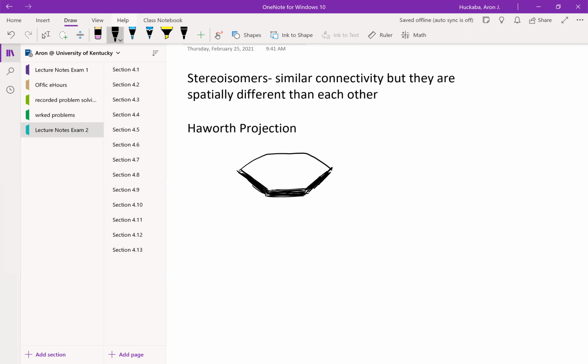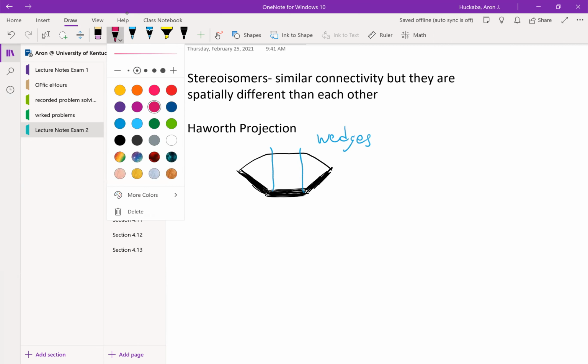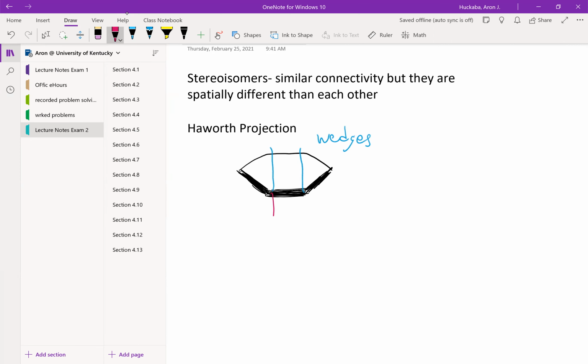And so then in a Haworth projection, what you do is draw wedges and dashes as just pointing up for wedges. So these are where wedges typically are. Or for dashes going down. So doing this, we can now talk about stereoisomers using a very specific example here.